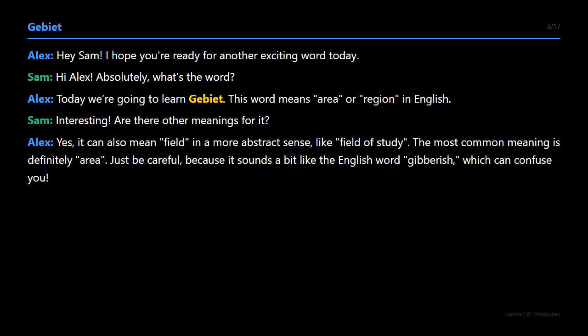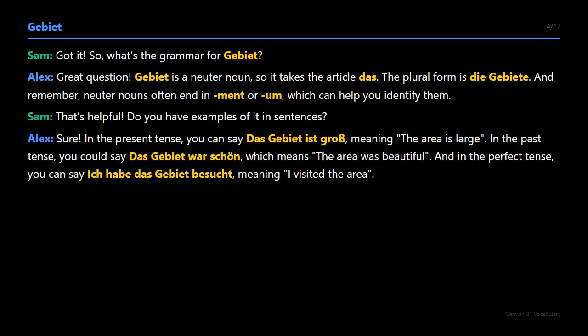Got it. So, what's the grammar for Gebiet? Great question. Gebiet is a neuter noun, so it takes the article das. The plural form is die Gebiete. And remember, neuter nouns often end in -ment, which can help you identify them. That's helpful. Do you have examples of it in sentences?